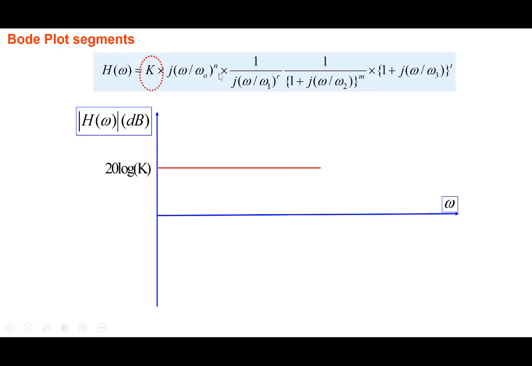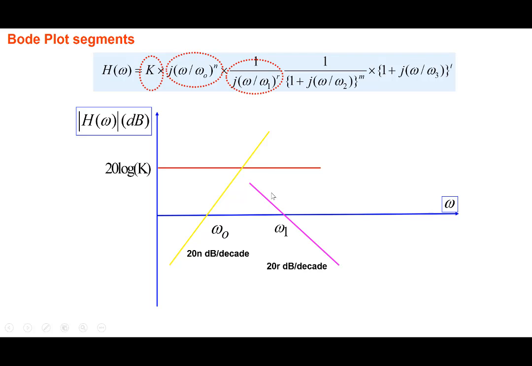If you look at this term here, omega by omega naught, because it is raised to the power n here, it will intersect here at omega naught, and it would be increasing at 20 n dB per decade here. Note that it's in the numerator here. Then if you see a term like this, j omega by omega 1 to the r, let's say omega 1 is at a higher frequency. Because it's in the denominator here, this one will be going like this here with a negative slope. And at omega 1 and 20 r dB per decade, it would be decreasing at this rate here.